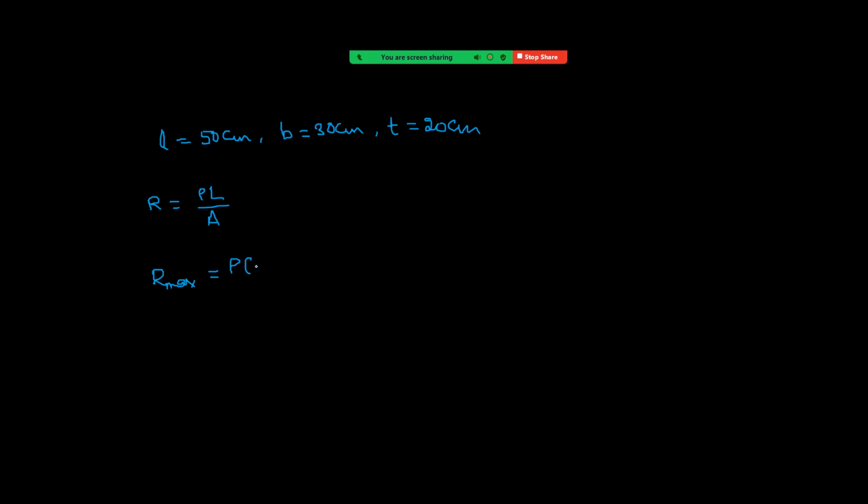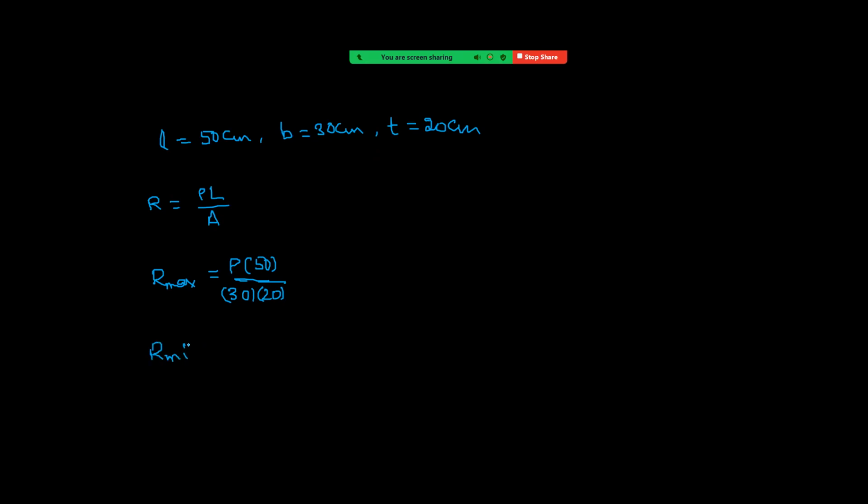So I'm taking length as 50 because that is maximum, by area 30 into 20. Okay. So 30 into 20. That is R maximum.